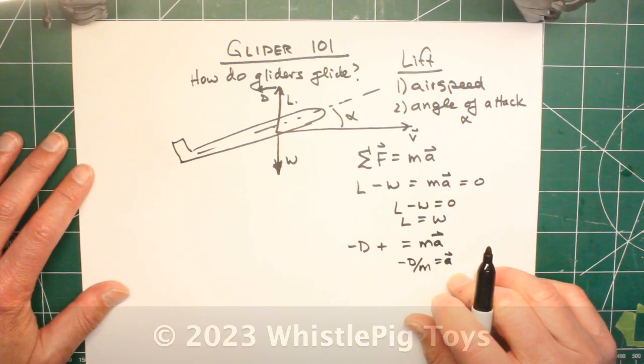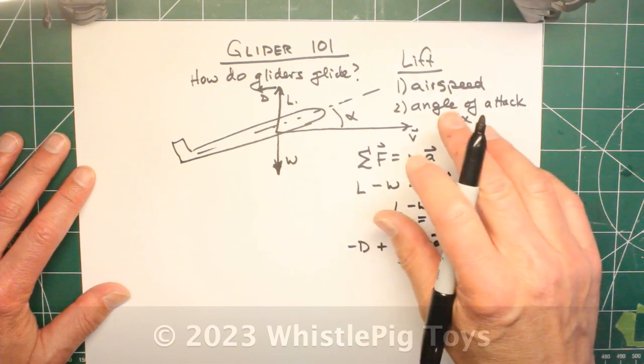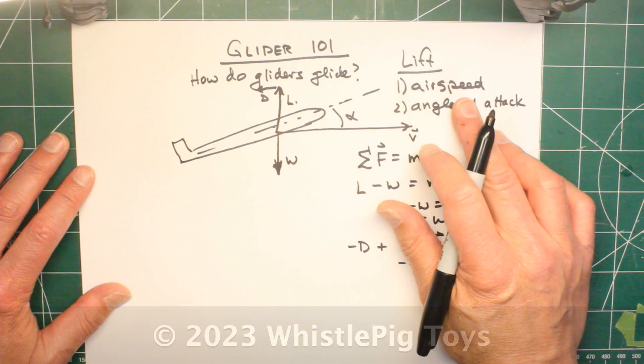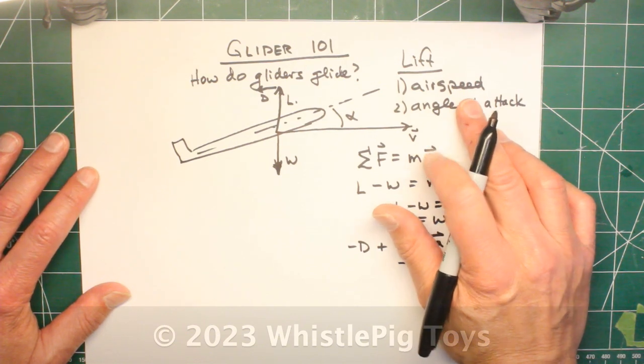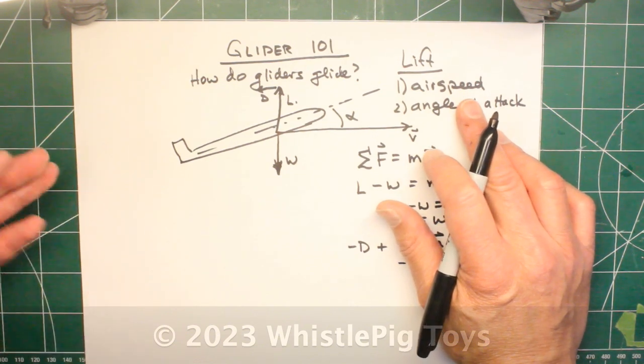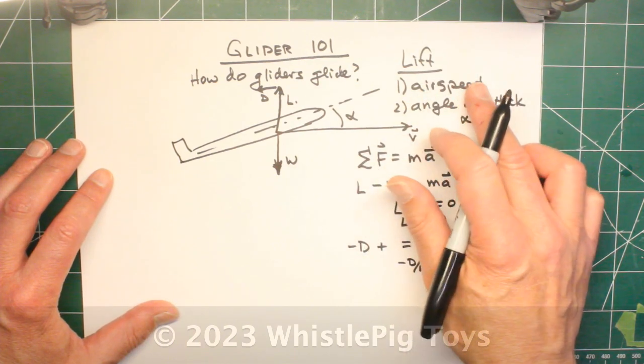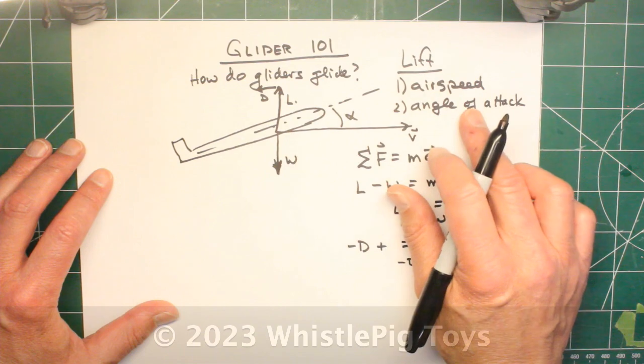Okay, well, what does that mean? We said that the airplane needed to have airspeed to make lift. And in fact, lift is very dependent on airspeed. If you double the airspeed, then you get 4 times the lift. So even losing a little bit of airspeed is going to cause the airplane to slow down a lot.